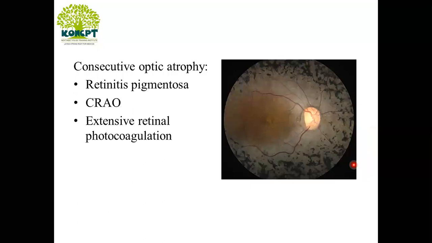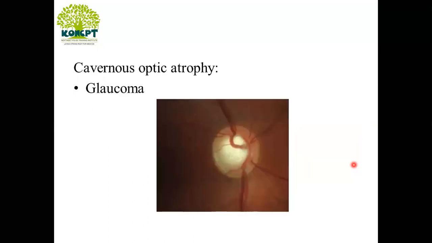Coming to consecutive optic atrophy, this is due to retinal ganglion cell damage. The common causes are retinitis pigmentosa, central retinal artery occlusion, and extensive retinal photocoagulation. Always, in a patient with waxy pallor and arteriolar attenuation, examine the fundus thoroughly, both the posterior pole as well as the periphery of the retina, in order to rule out fundus pathology. So this is about consecutive optic atrophy.